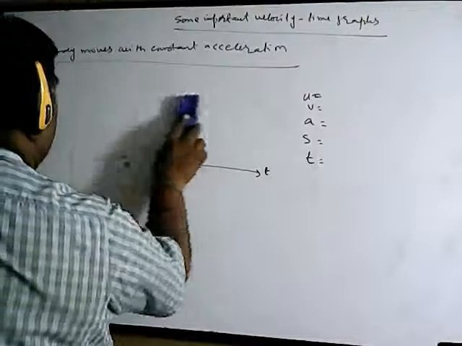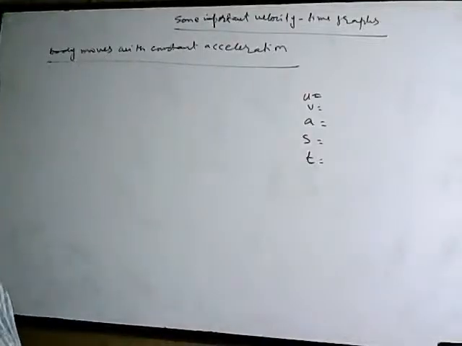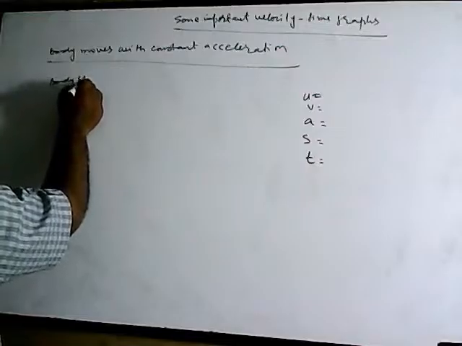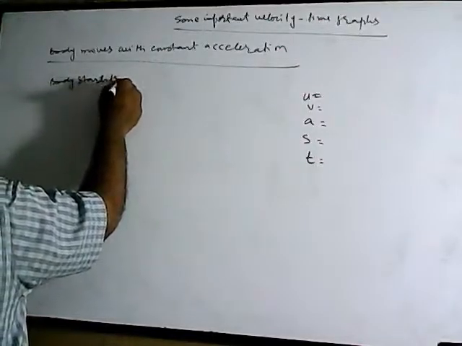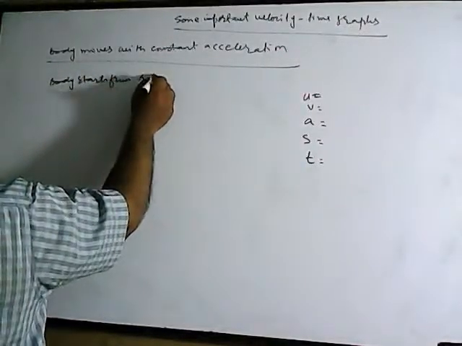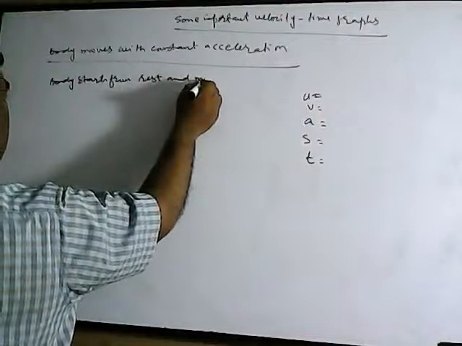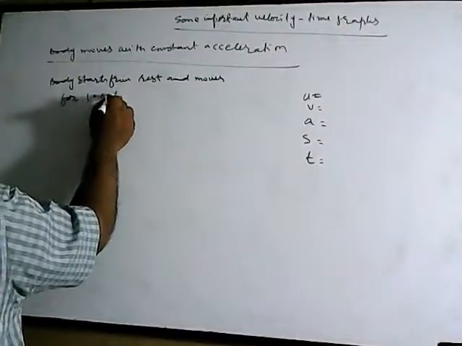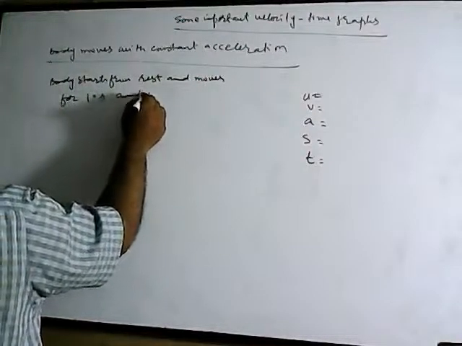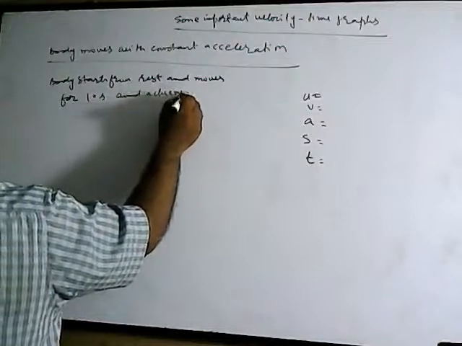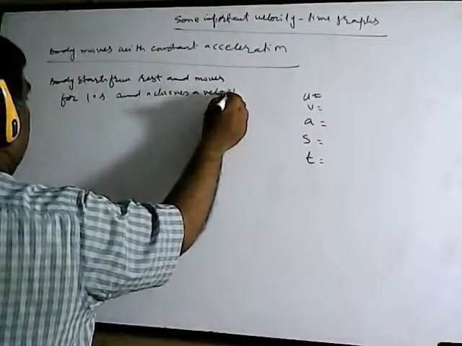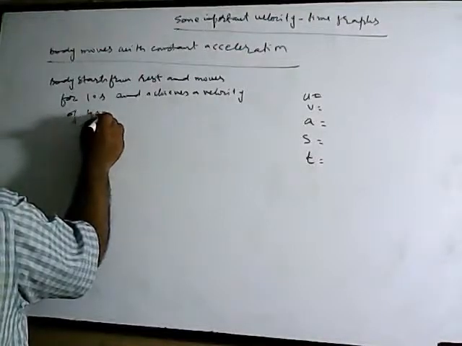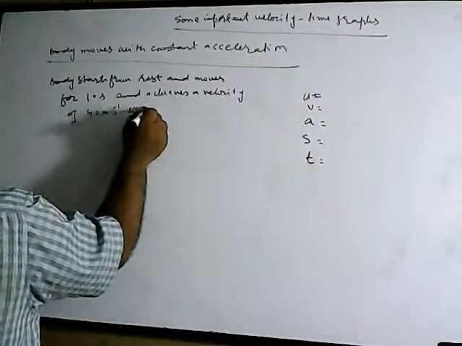For example, suppose in words, it is said a body starts from rest and moves for 10 seconds and achieves a velocity of, suppose, 40 meters per second with constant acceleration.